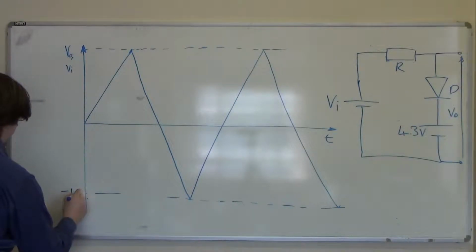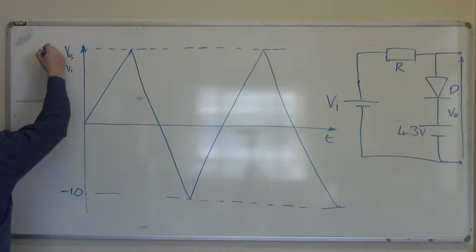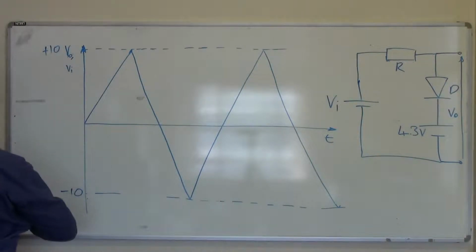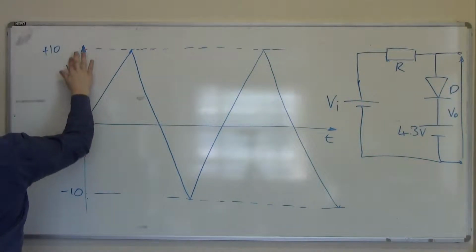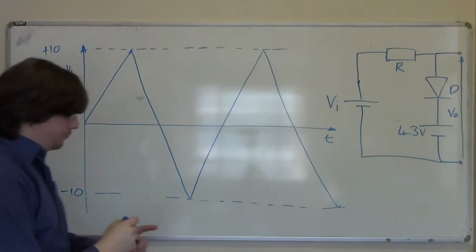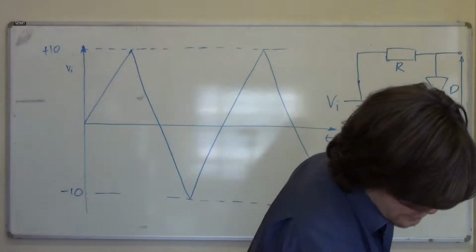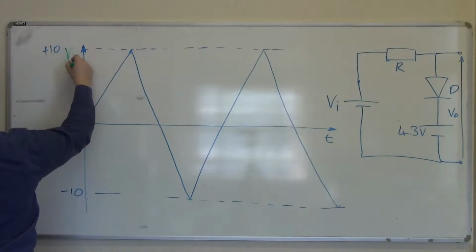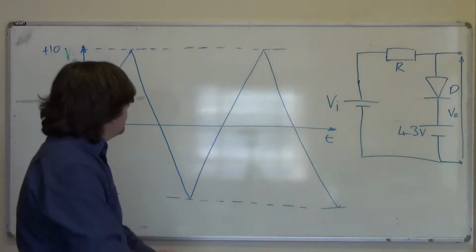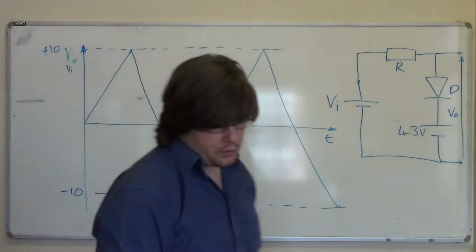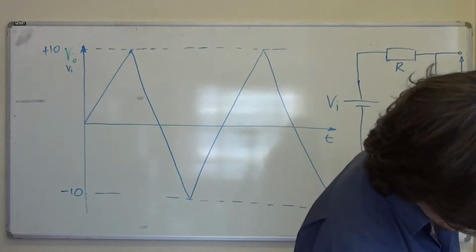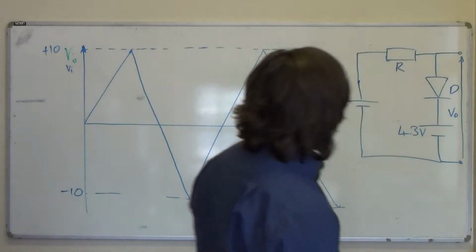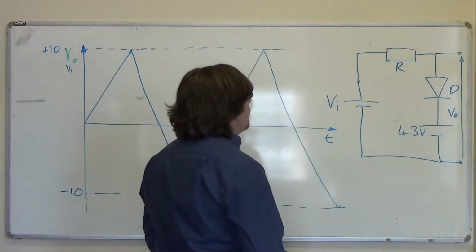This is minus 10 volts, and this is plus 10 volts, and we'll do VR in a different colour. We'll do it in green. So V in is blue and V out is green, but we still don't really know what V out looks like, so we'll have to have a little look at the circuit.